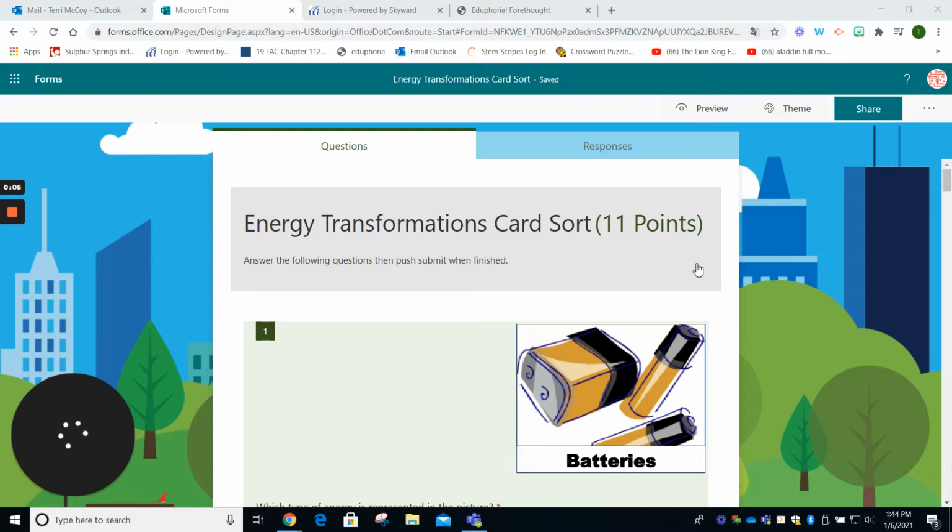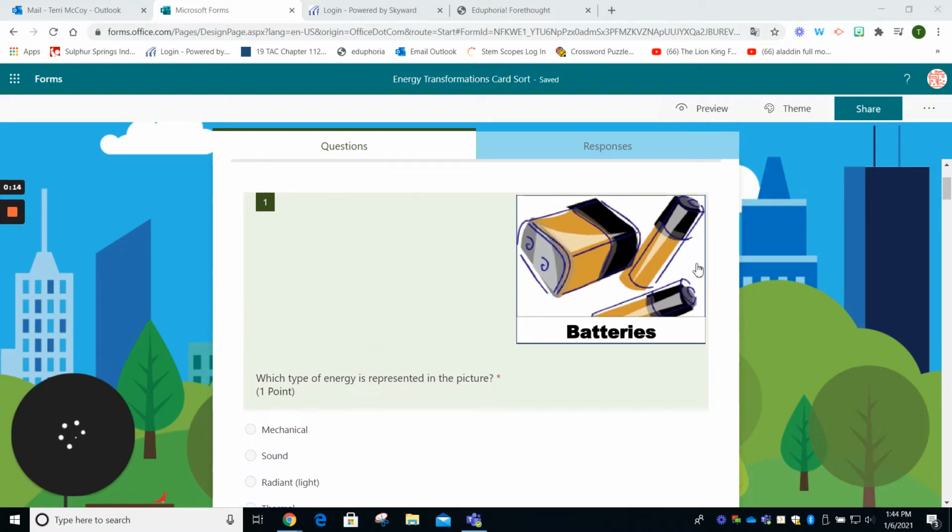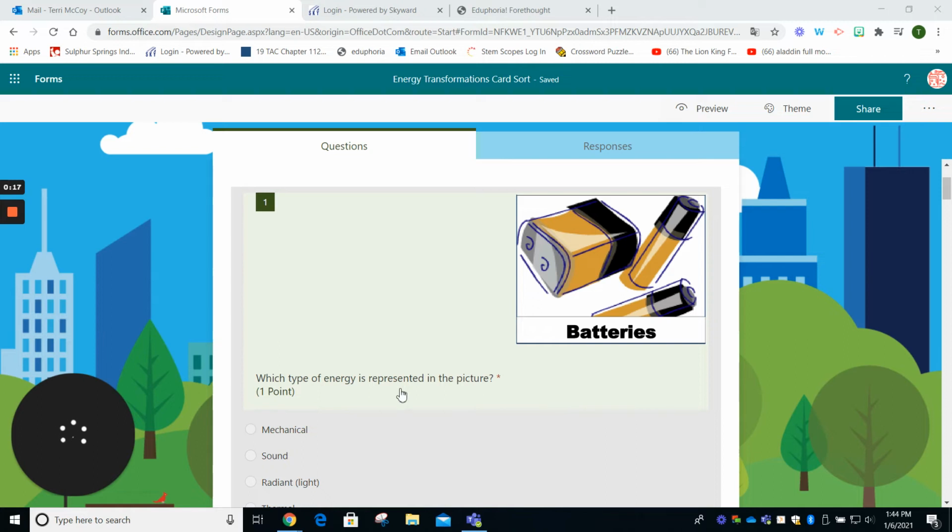So today we're doing the energy transformation card sort. Hopefully you went through and answered these questions first. You could have looked at your notes from yesterday. Number one says, what type of energy is represented in the picture?